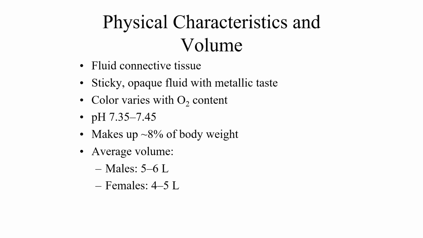Blood is going to represent anywhere from 5 to 8% of one's body weight, and that's going to vary between males and females. Overall, we're expecting between 4 to 8 liters of blood contained within the chambers of the heart and in our blood vessels. But on average, males are going to have about 5 to 6 liters, and females 4 to 5 liters.